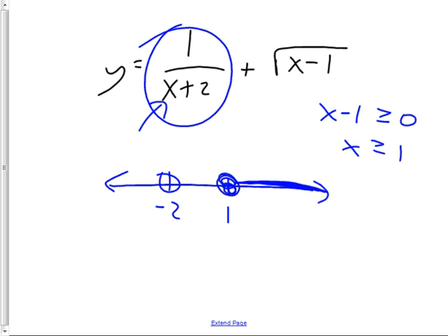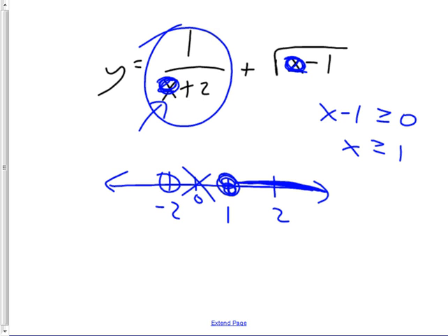Now, could I test that just to be sure? Yeah, I can test it. I can test a number like 2, see if 2 works. If I put a 2 in, does that crash? Nope. Does that crash? Nope. As long as it didn't crash, it works. How about in here? What's in between 1 and negative 2? My favorite thing, 0. So if I put in a 0, does this one crash? No, it turns into 1/2. Does that one crash? Yes, it does, because square root of negative 1 is not okay.